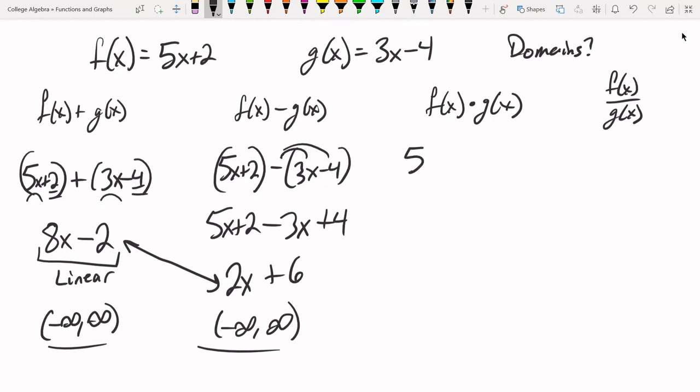Okay, now we have multiplication, which is fine. We're going to FOIL this thing out.